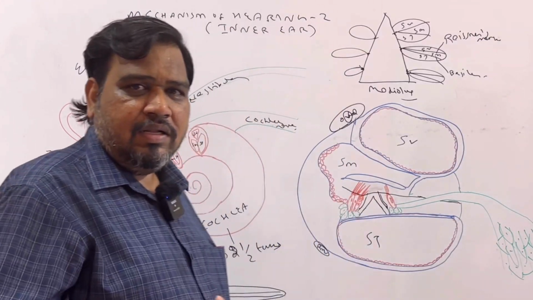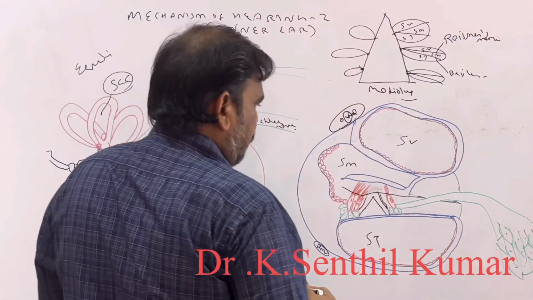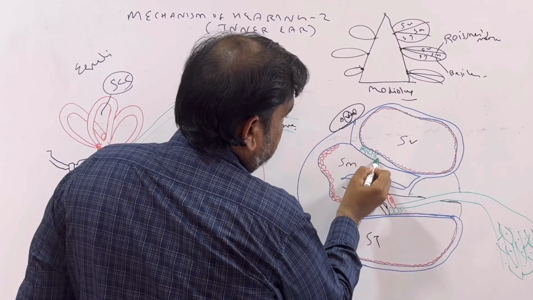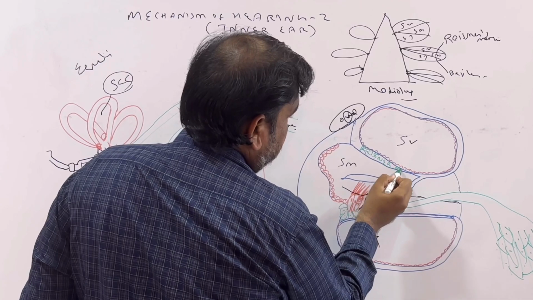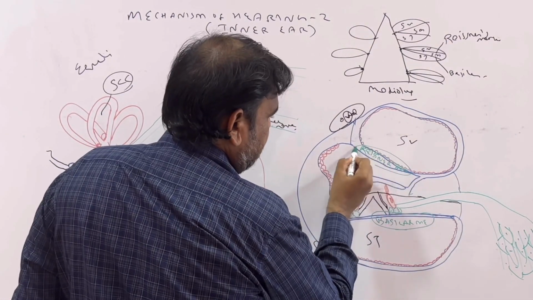They have to be divided, and they each have some type of fluid. So they are divided by 2 membranes. Again, note it down. This membrane is Reissner's membrane. This one is the basilar membrane. This is Reissner's membrane. 2 membranes.